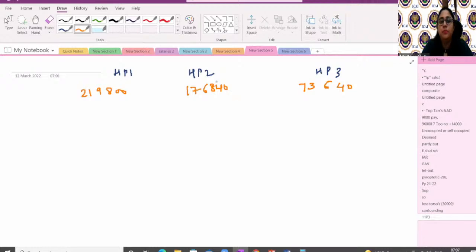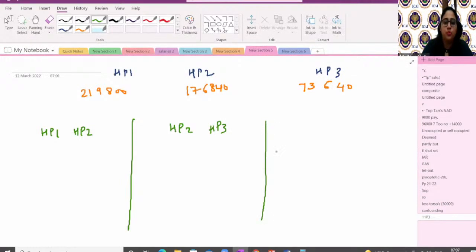Now we'll pick up permutation and combinations. We'll make our best case scenarios and we'll see which one suits best. In the first scenario, we'll consider house property 1 and house property 2 as self-occupied. In the second scenario, we'll consider house property 2 and house property 3 as self-occupied. And in the third scenario, we'll consider house property 3 and house property 1 as self-occupied.